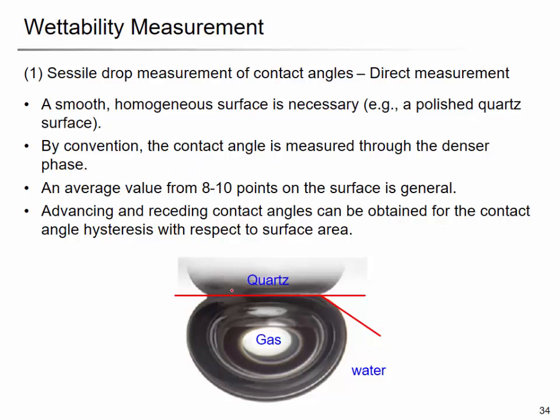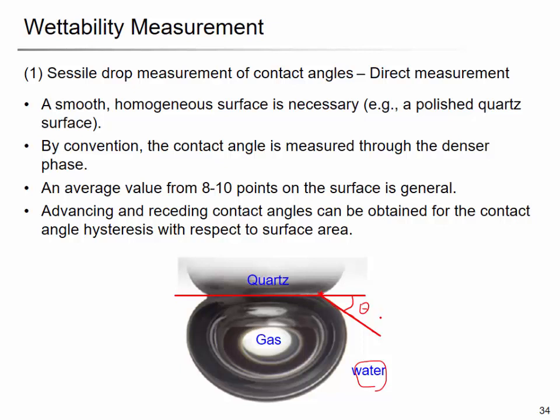In this case, we use quartz, and this is the gas, and here's the water. Because the gas is lighter, it floats. So in this case, the surface was at the top. And the contact angle is measured through the denser phase. Which one is denser? The water is denser, right? So when you draw the line from the contact point between the surface, the gas and the water, and you draw a line tangent to the gas droplet, then this is the contact angle, theta.